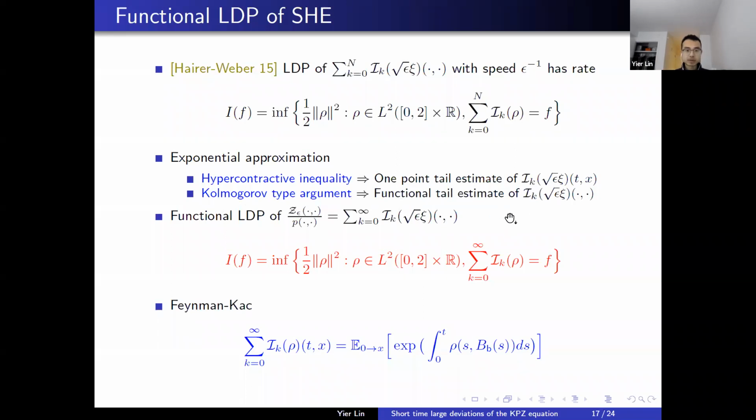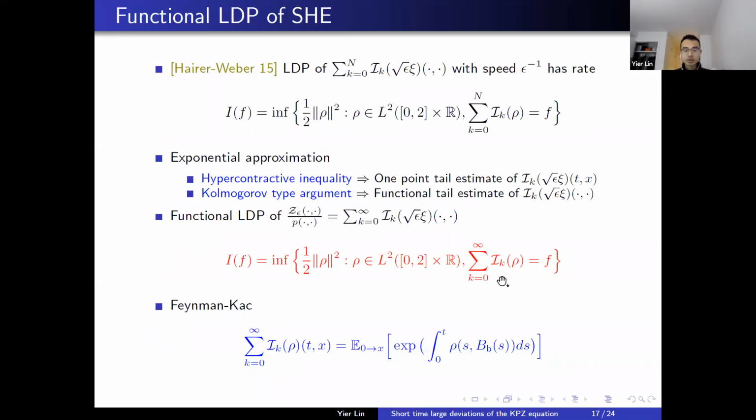Okay, so there's quite an amount of detail in that. I don't really want to talk about that, but basically when you have the exponential approximation and a few other ingredients, you can show the functional large deviation for this infinite summation, which is the stochastic heat equation, to be the following format here. So basically, you just replace this n here with infinity. Okay, so this is the form of your rate function.